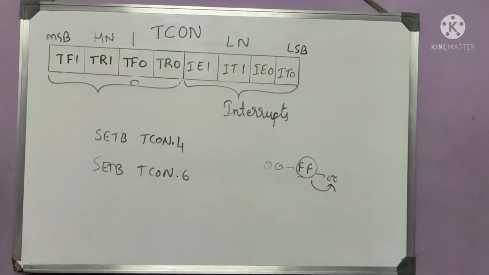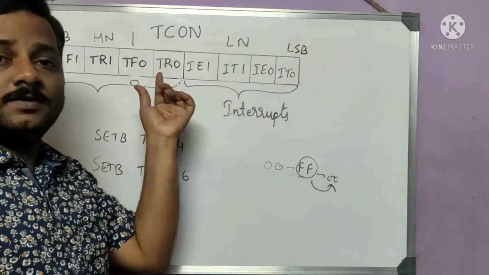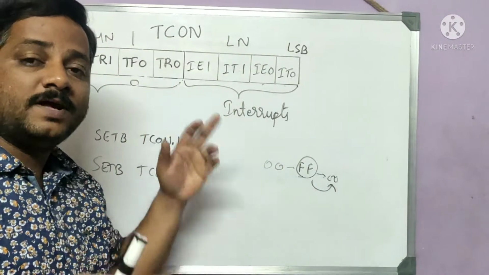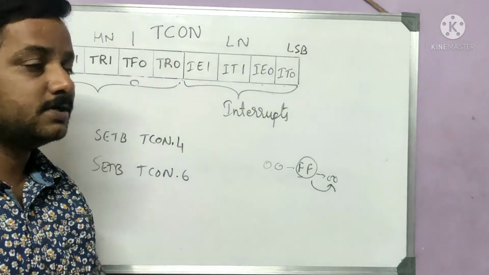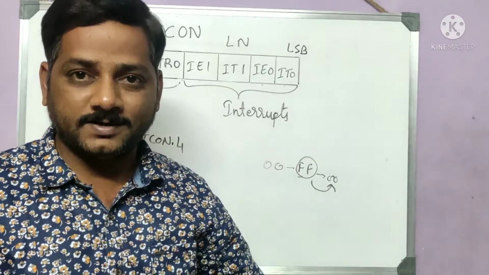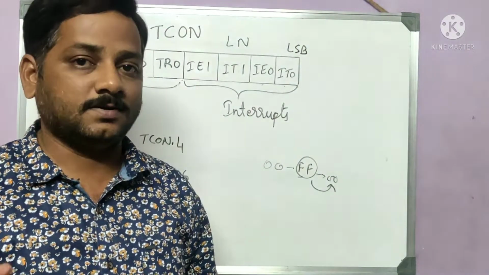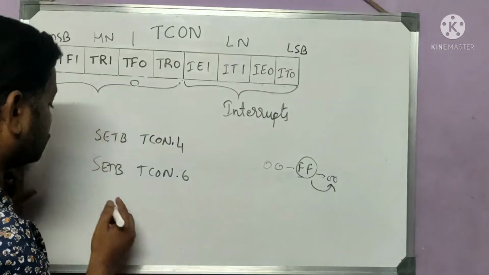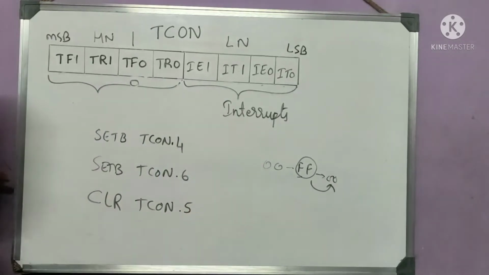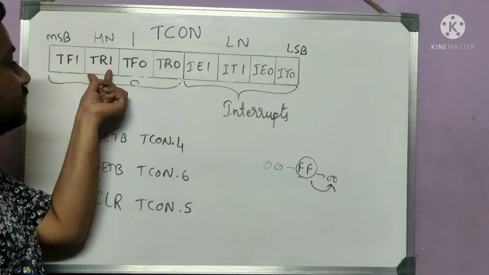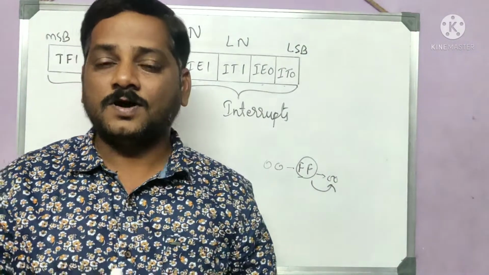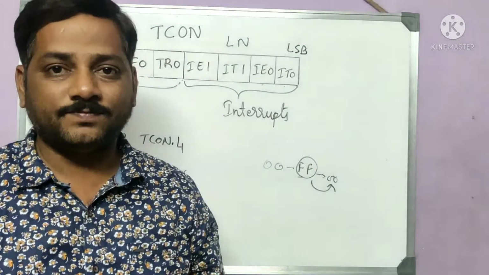Now understand the difference between TR0 and TF0. Here we have to make TR0 high to start the timer, but TF0 is made high by the CPU, by the system itself. We are not going to do it, but we have to clear this bit. Once it becomes high, that is an indication for us that the count is completed. By looking at that, we have to take care of what has to be done next. We clear this bit manually by writing CLR TCON dot this particular bit number, that is 5. The same applies to timer 1. TR1 starts timer 1, and TF1 just indicates that the count has been completed, which is done by the system itself. Once it becomes high, we have to clear it by writing a clear instruction.